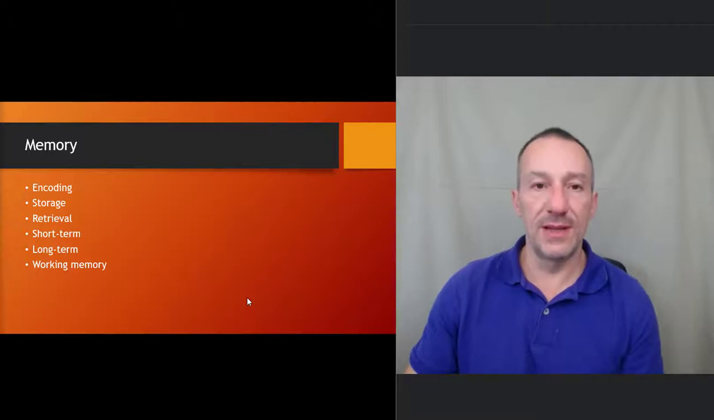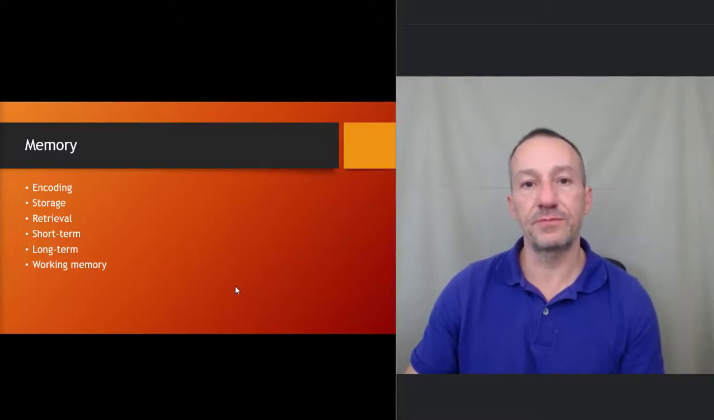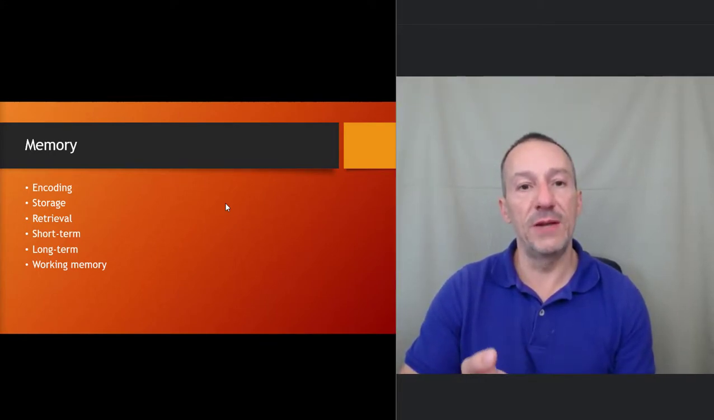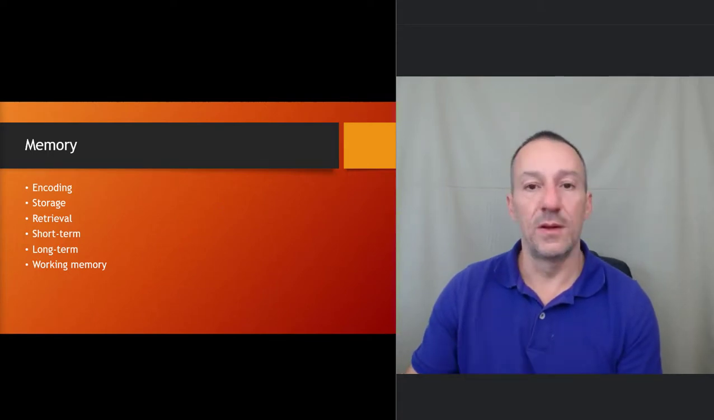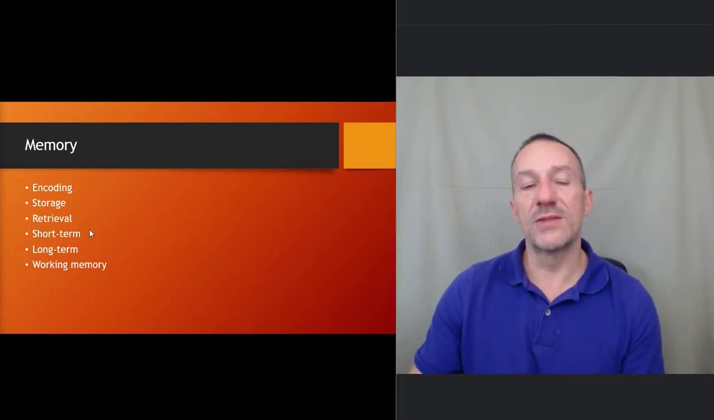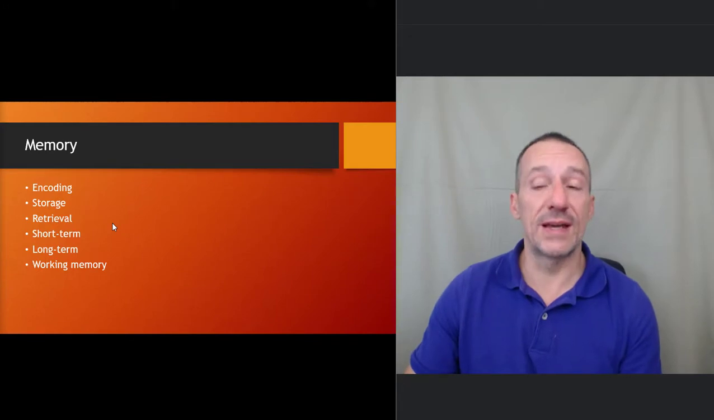So memory is the retention of information over time. Think about encoding and storage and retrieval. These are the basic processes required for memory. Failure can happen in any of these processes. When you're thinking about memory, though, you do want to think about these three different stages: the encoding, the storage, and the retrieval. Short-term memory is retention of information for about 30 seconds without rehearsal of the information.